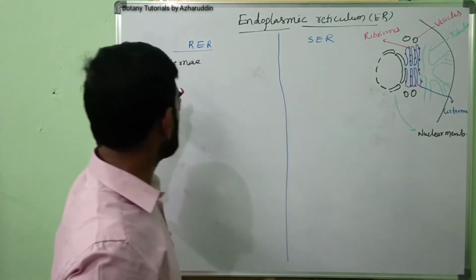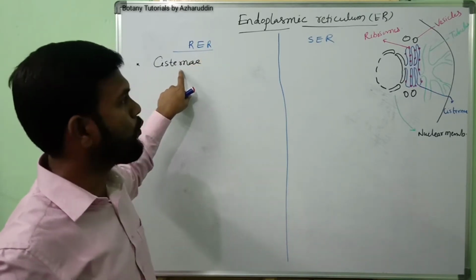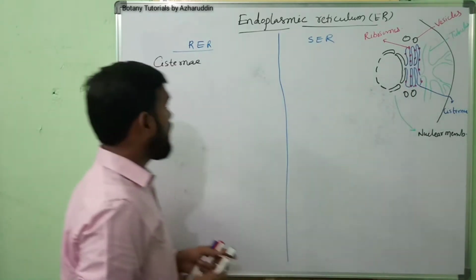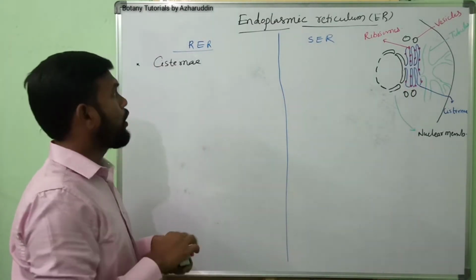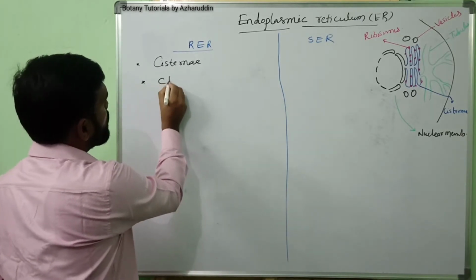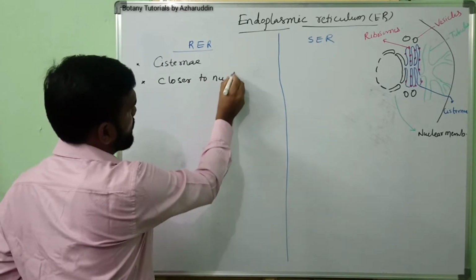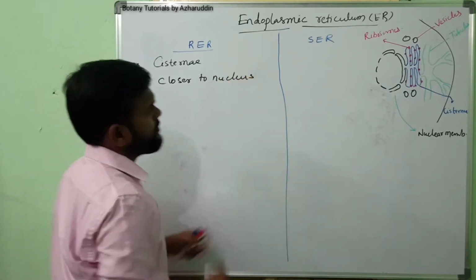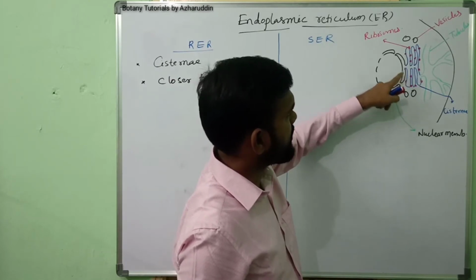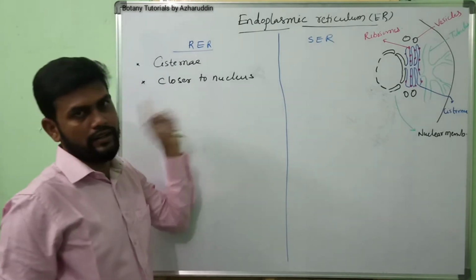Coming to rough endoplasmic reticulum, it includes only cisternae. These are cisternae, and these cisternae are closer to the nucleus. That point we are writing here.